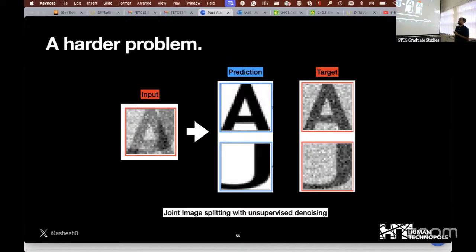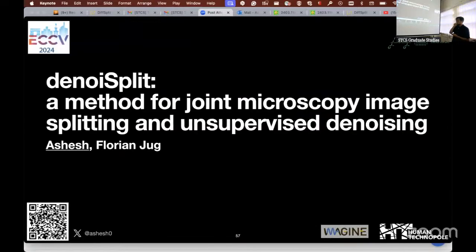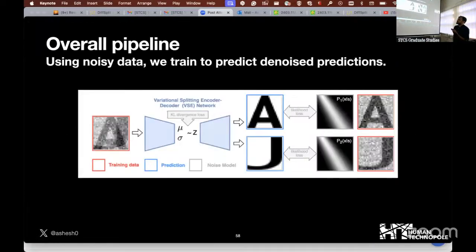And we train again in a supervised way, but with noisy targets. So we have access to the input, which is a superposition and has noise, and we have the two noisy counterparts which essentially compose this input. And then we train the network to go from here to here. So this is denoiSplit. We published it this year at ECCV. And this is the overall pipeline.